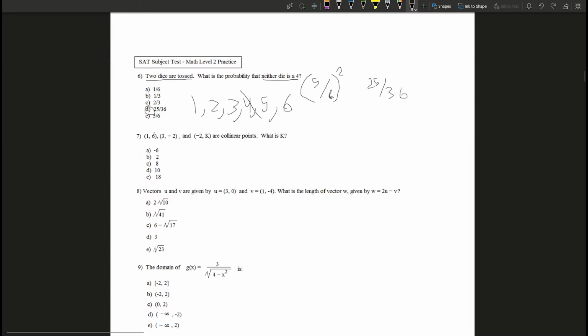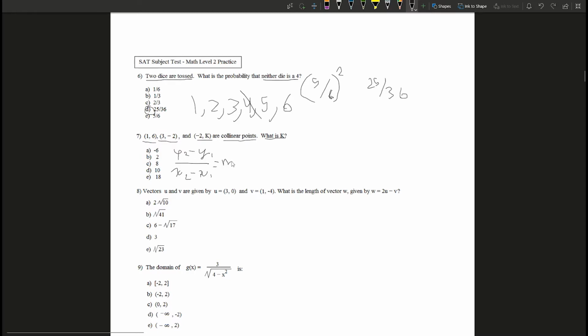Okay, number 7. 1, 6, 3, negative 2, and negative 2k are collinear points. What is k? So by collinear points, this is going to mean that the slope between all of these points is going to be the same. And they give us the first 2 points so that we can figure out the slope, and then we can use this slope to find out the value of k. So let's start by finding the slope of the first 2 points.